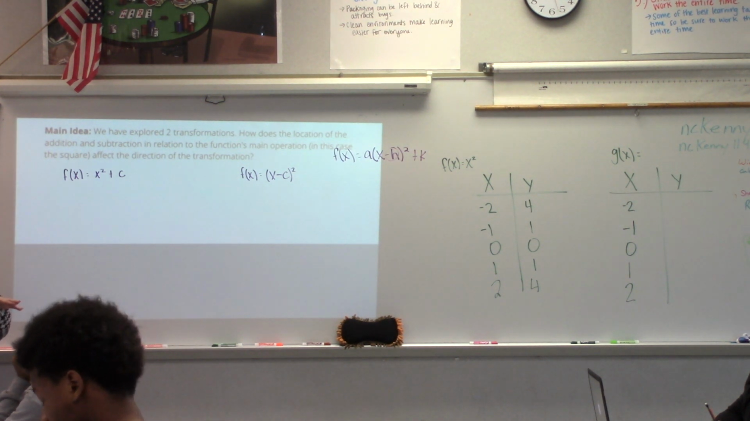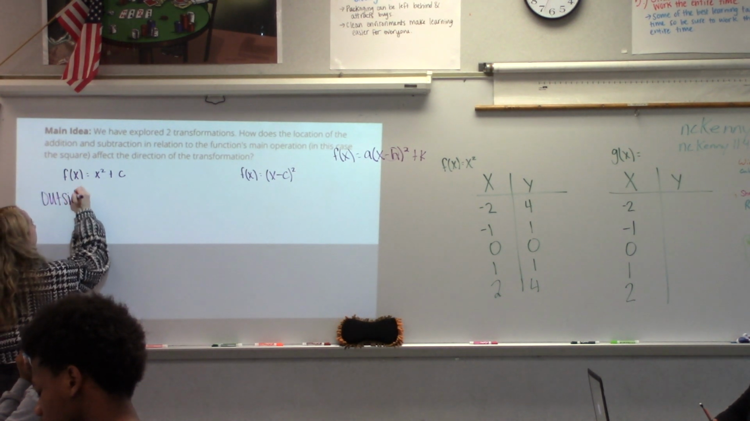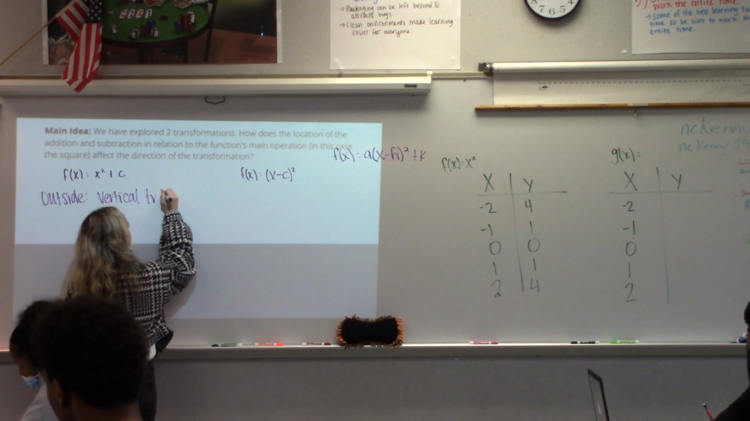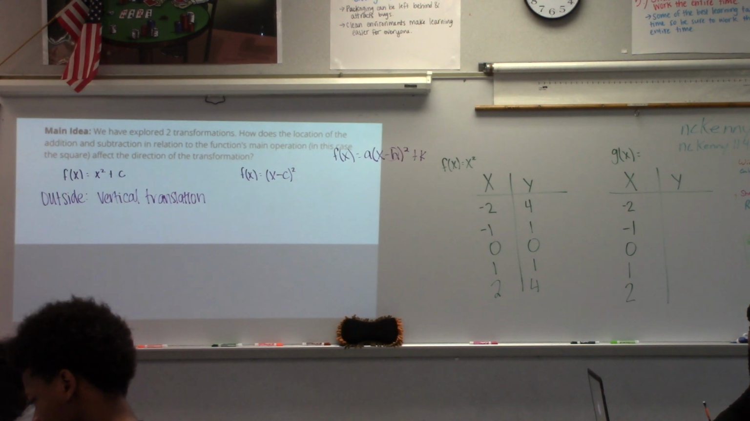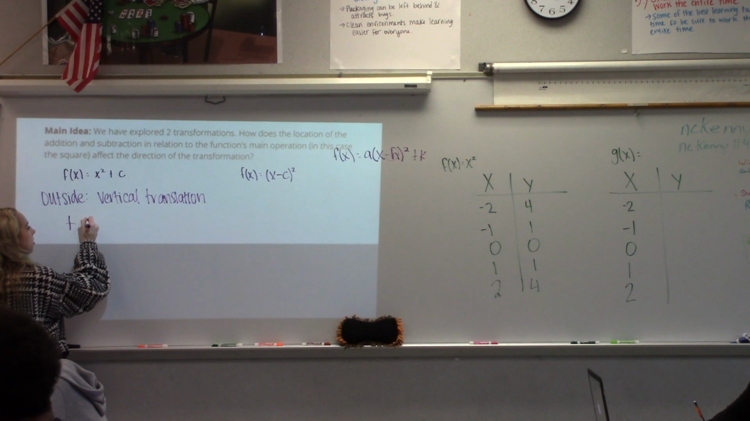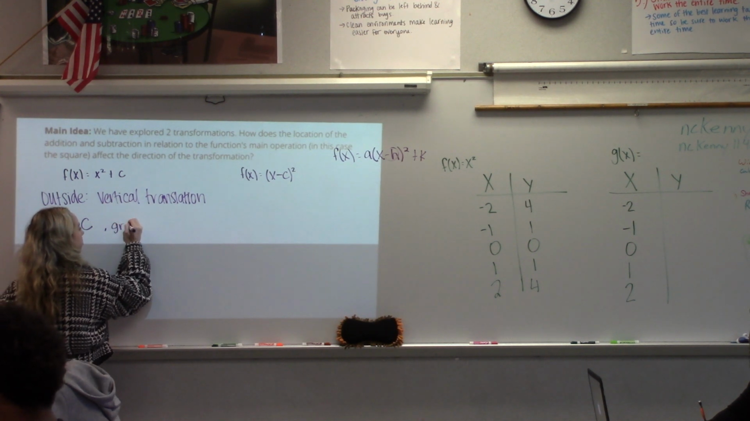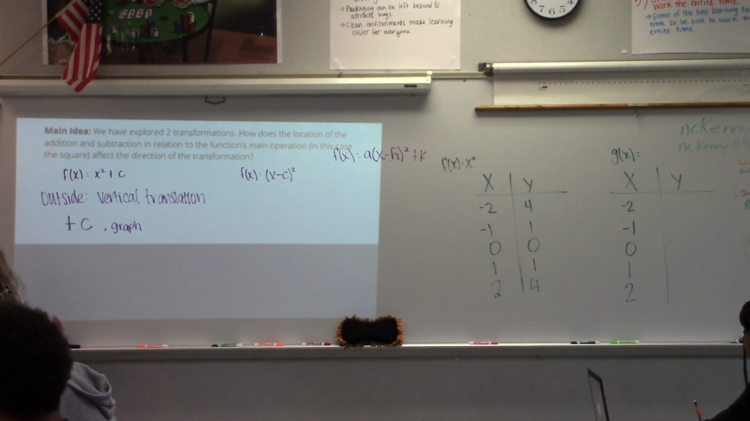So if it's on the outside of the main operation, then what kind of translation did we have, Jakila? Right, so we had a vertical translation. So if I added C, which way did my graph move? So you might make some kind of note about that, the graph translated up. Or also, what changed when we added C?